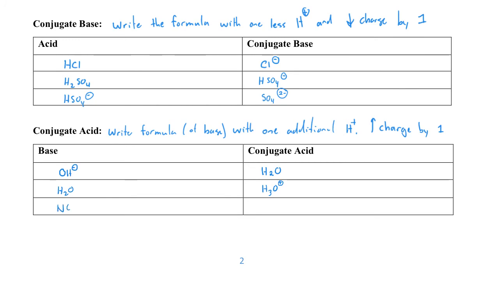Let's try another one. How about nitrate, NO3 minus? Well, we would have to add a hydrogen to that, so the conjugate acid would be HNO3 with a neutral charge, or nitric acid. So that's how we write the formulas of conjugate bases and conjugate acids.